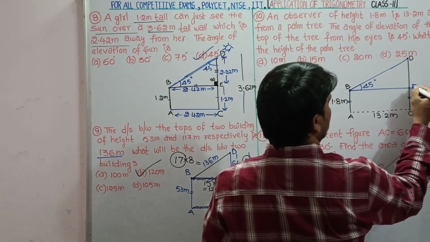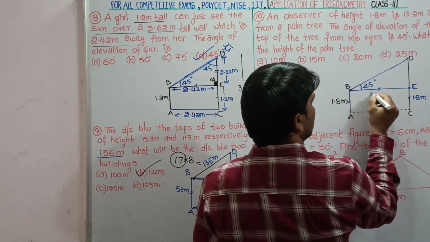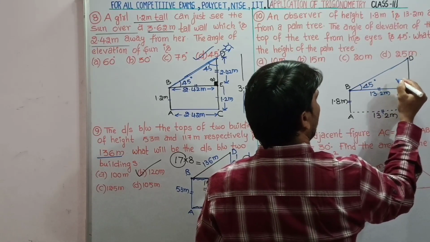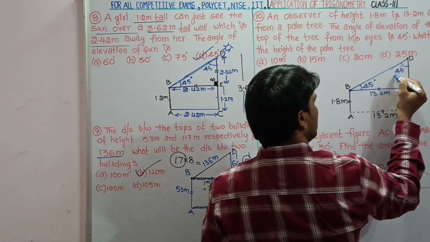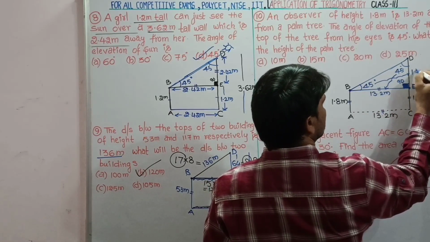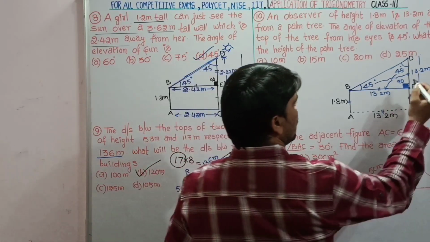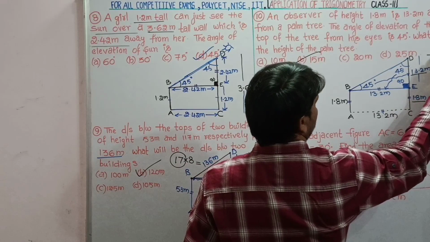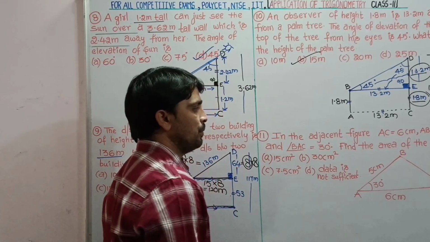Consider this point is E. Since ABEC is a rectangle, AC is 13.2, then BE is also 13.2 meter. But BDE is a right angle triangle. Obviously, the third angle is 45 degrees. Both the angles are equal, so the side opposite to 45 degrees is also equal to the side opposite to the other 45 degrees. That is 13.2 meters, ED is 13.2. The height of the palm tree is 13.2 plus 1.8, the sum of which is 15 meters. Height of the palm tree is 15 meters.